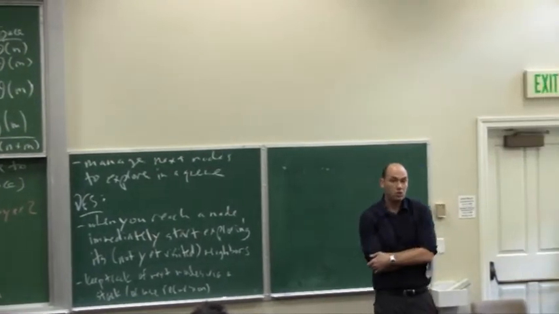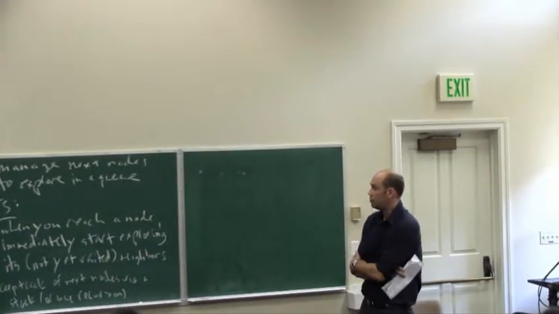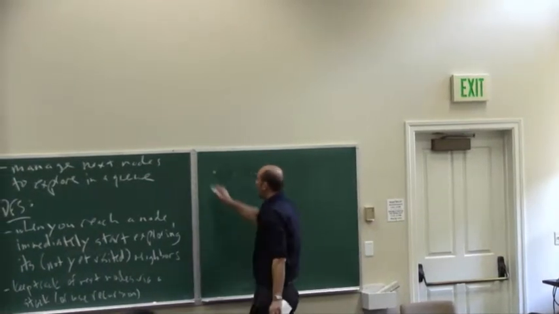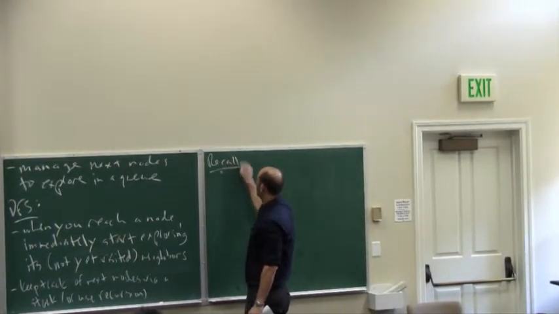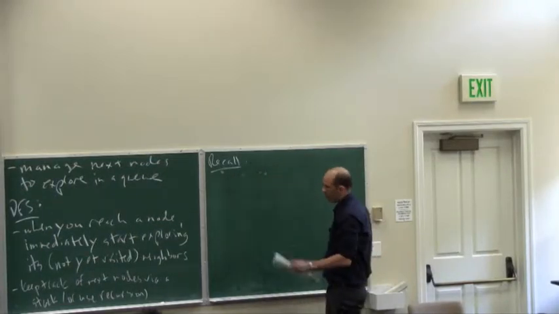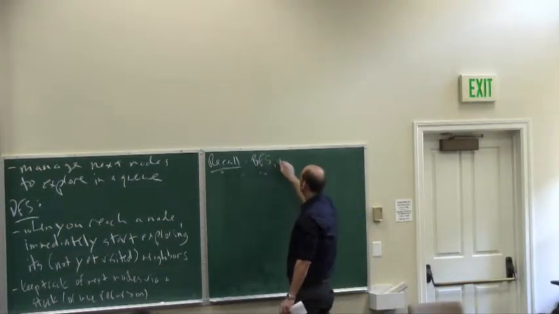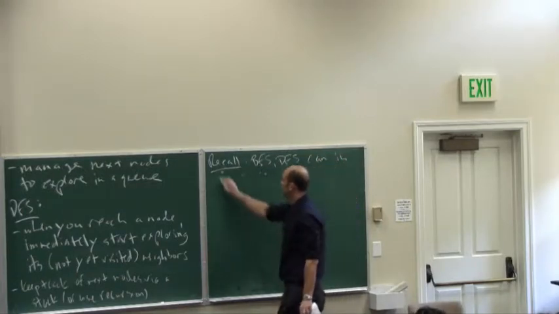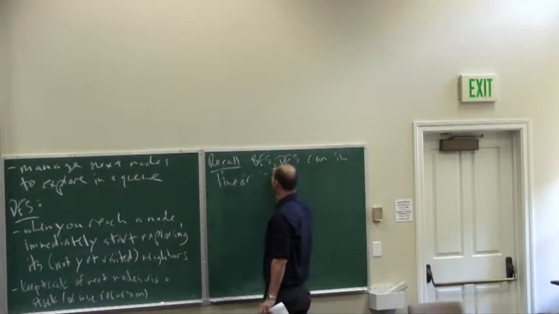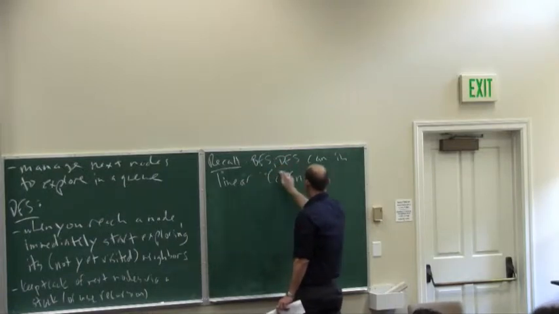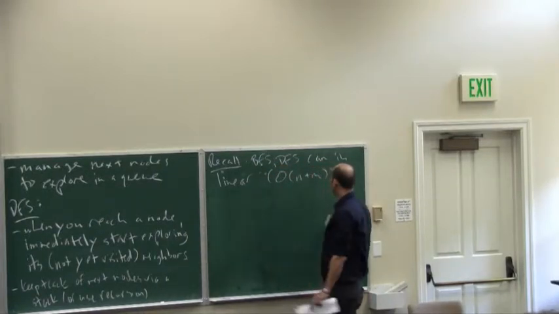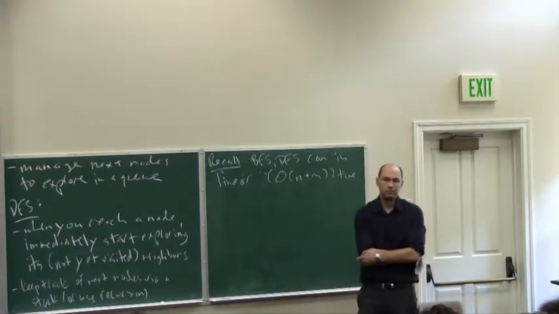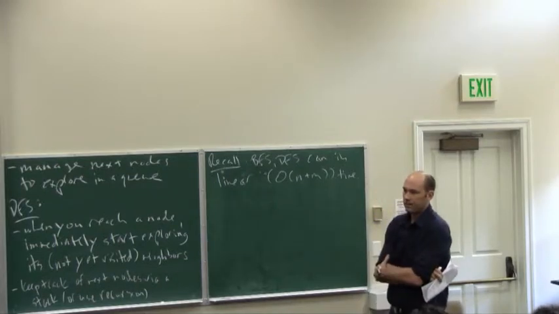So I do expect you to be able to write down pseudocode formally. If you haven't seen it before, you should look up the details. I also definitely expect you to know that both of these algorithms run in linear time. And again, just to be general, I'm going to write O of n plus m. Number of nodes plus number of edges.